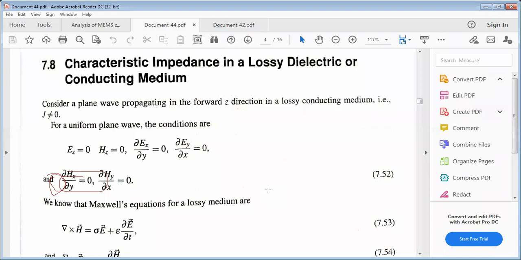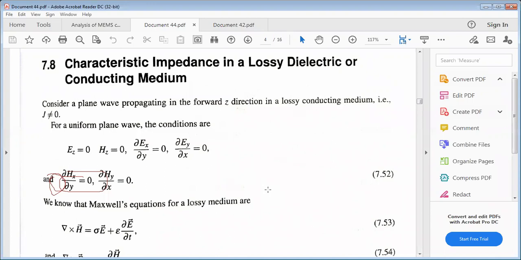Next, characteristic impedance in a lossy dielectric or conducting medium. What is the characteristic impedance in the transmission lines concept? Characteristic impedance Z naught is simply the square root of the product of short circuit and open circuited line impedances. If the line is terminated with its characteristic impedance, the line acts as an infinite line. Here also the same concept.